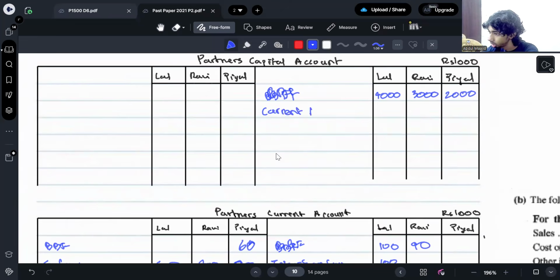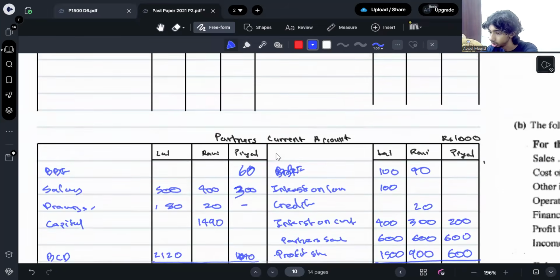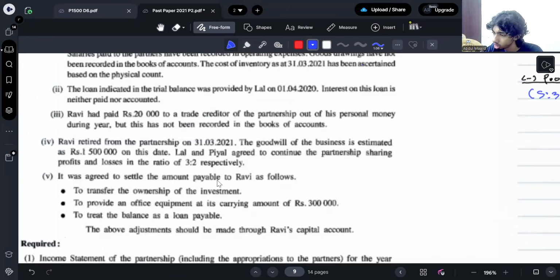So you have to transfer Ravi's balance to capital account, saying current account. You took the balance from current account. So from current account, you are going to record 1490. Now you can do the goodwill adjustment. Goodwill. So goodwill adjustment. Ravi retired. Okay, the goodwill of the business is estimated as 1,500,000.